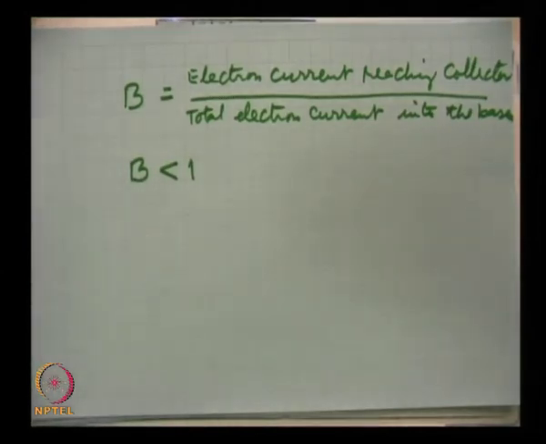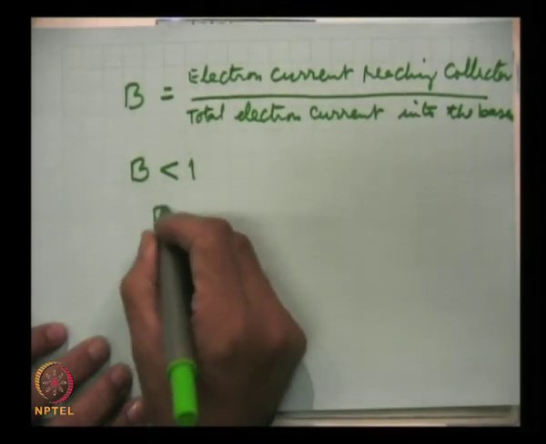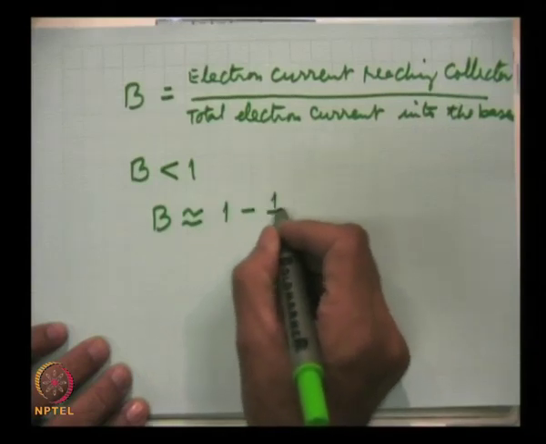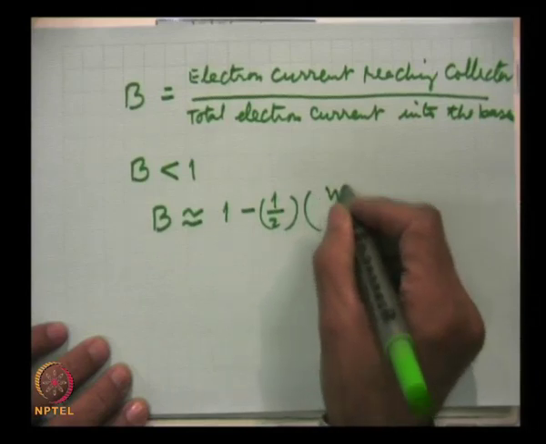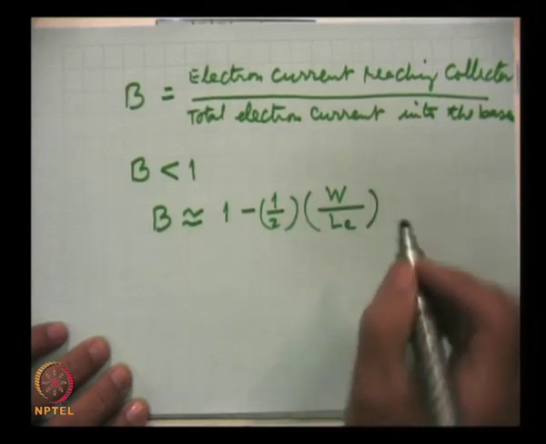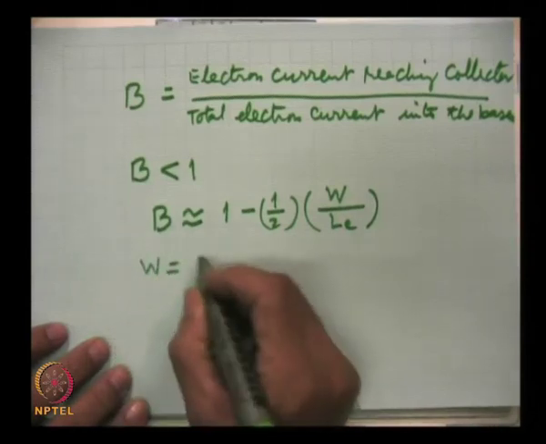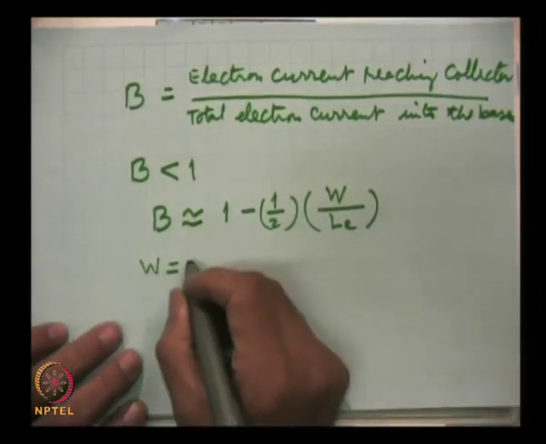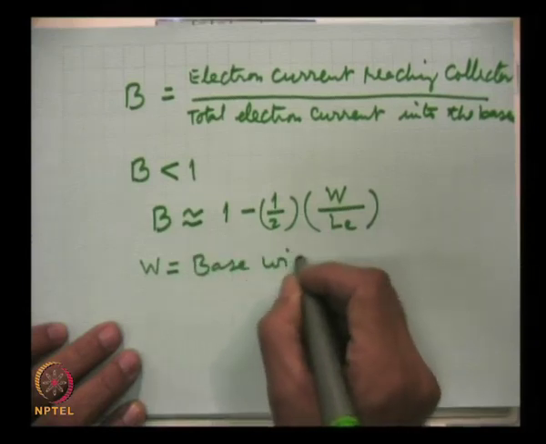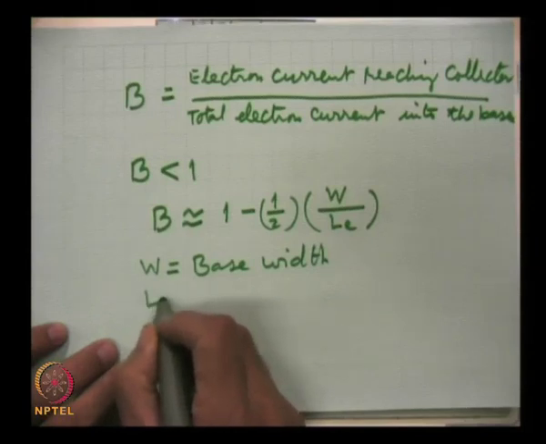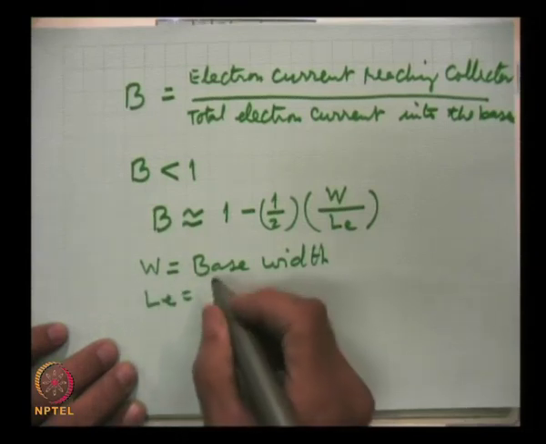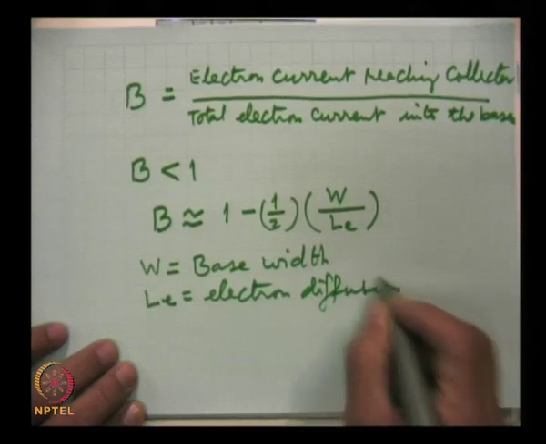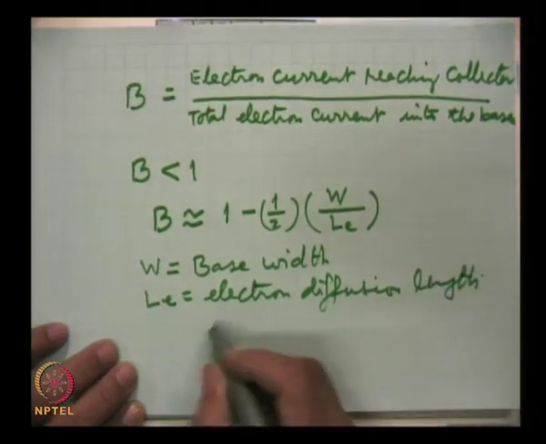The detailed analysis shows that B is very closely equal to 1 minus half W by L E, where W is base width, sorry, W is base width and L E is the electron diffusion length in the base region.